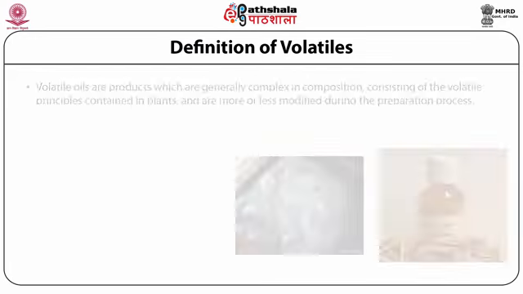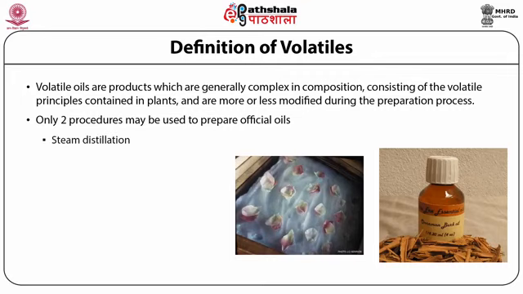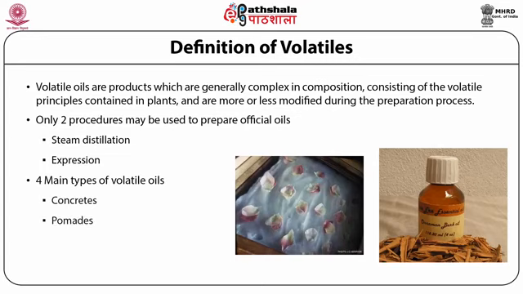As has been made clear, volatile oils are products which are generally complex in nature. They consist of volatile principles contained in plants and are more or less modified during the preparation process. The details about the preparation of all official oils have already been discussed. We know they are obtained by steam distillation, expression, or solvent extraction, and the products of volatile oils and other volatiles are named either as concentrates, concretes, pomades, resinoids, or absolutes.